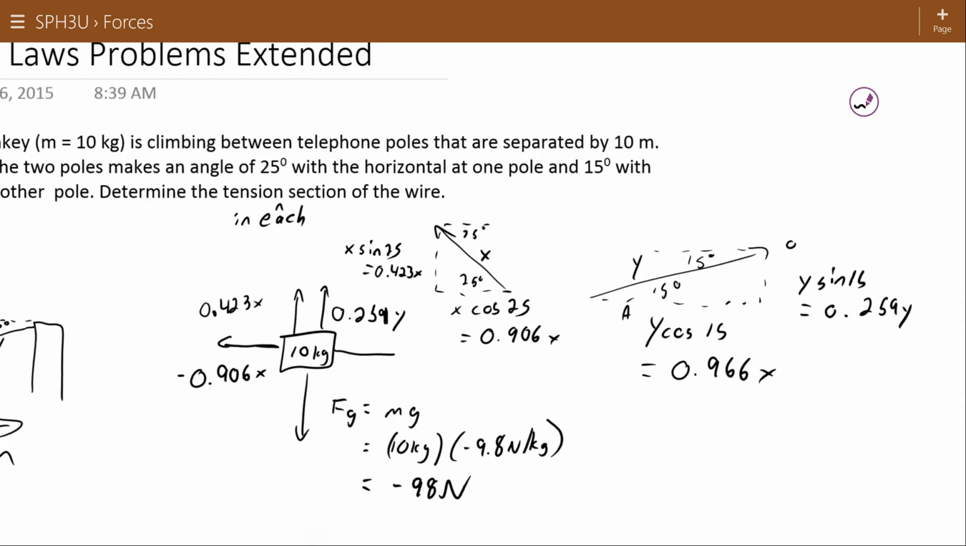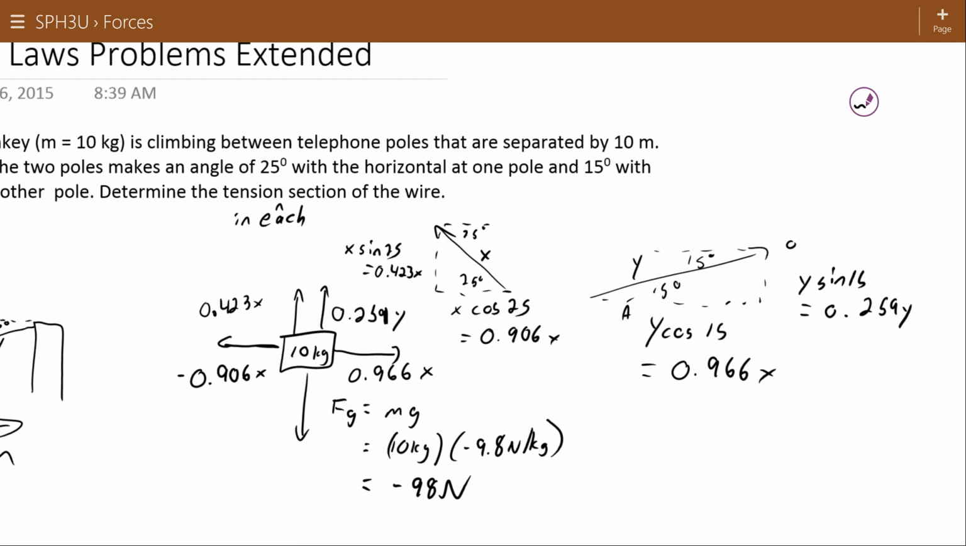Now you might be tempted to say, well, there's two strings pulling up on this helper monkey. Shouldn't those two strings just share the force of gravity evenly? As in, if it's a total of 98 newtons, shouldn't each of those strings then get 49 newtons in that direction, and then couldn't I use that to figure out what the tension is in the overall string? And it's going to work out to be close to that.